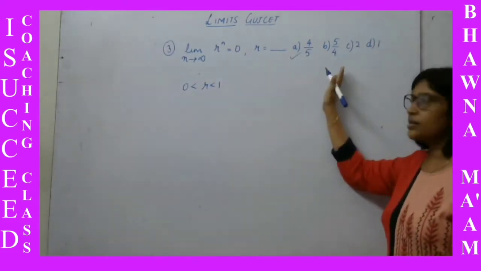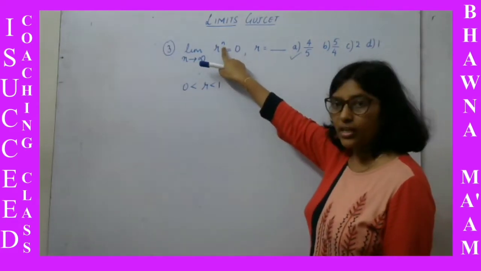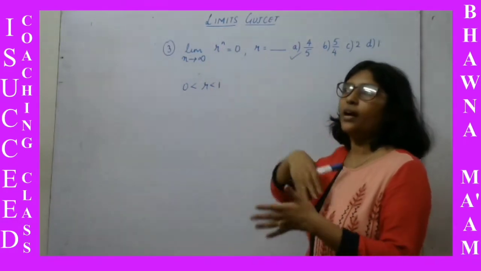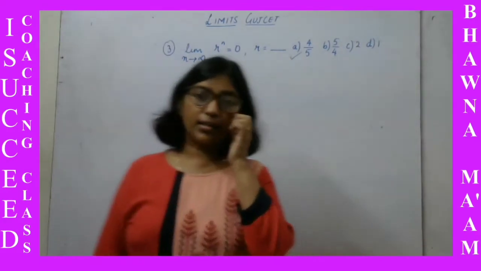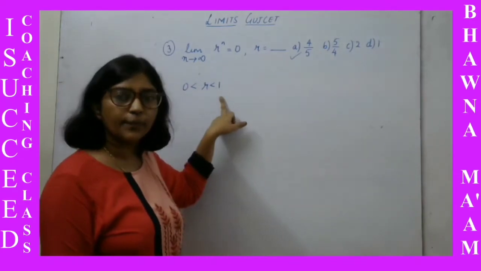That's a direct answer. You just have to see, because it is raised to a very large number, that means it should be 0 point something. If it is 0.1 and it is raised to infinity, it will become 0.000 and that will tend to 0. This value of r should be between 0 and 1.